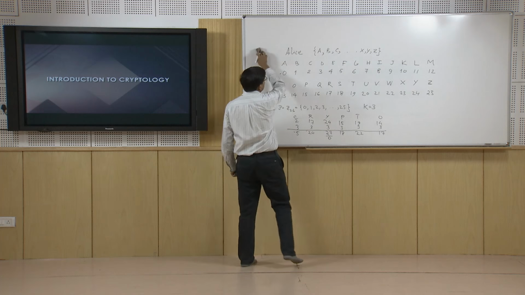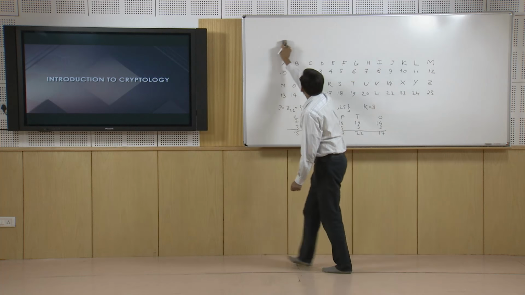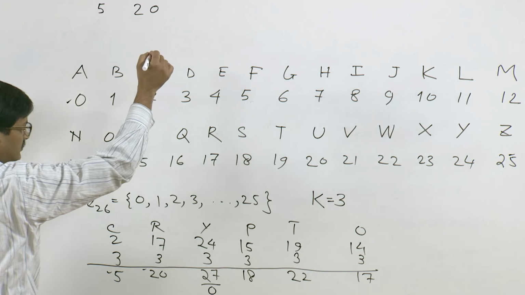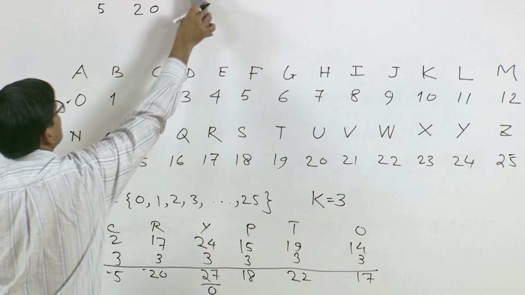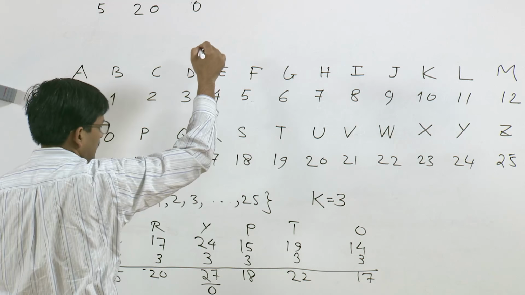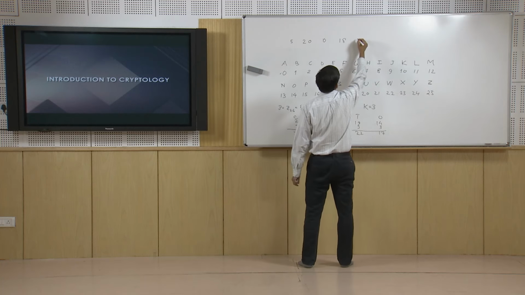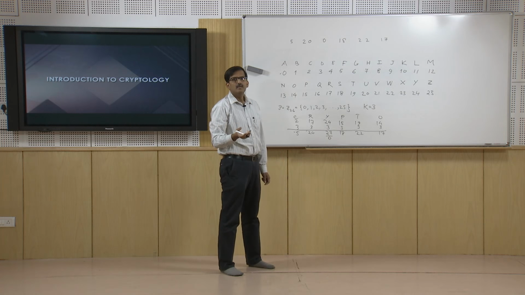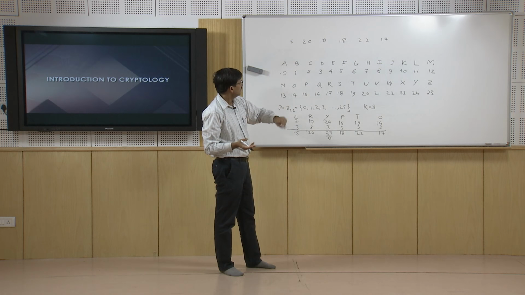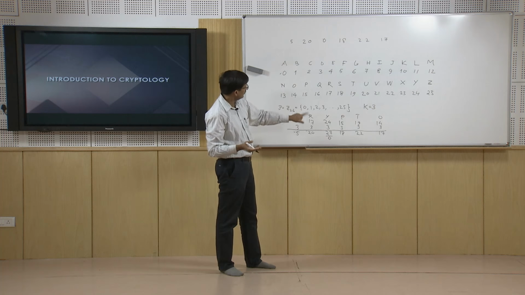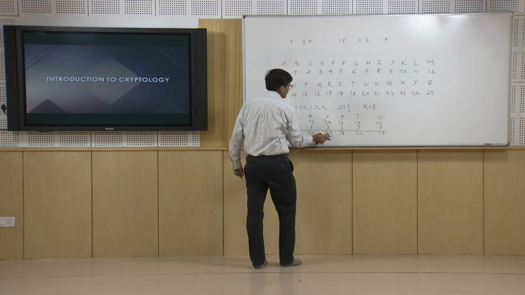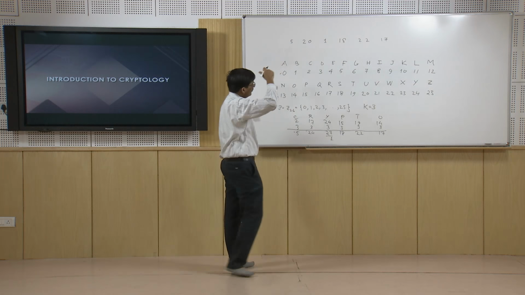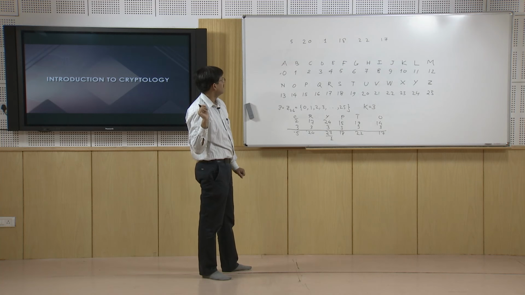So, she has got a string like this. Let us write it over here: 5, 20, 27, instead of 27 I will write 0, not 0, 27 divided by 26, so the remainder becomes 1. So, 5, 20, then 1, 18, 22, 17.